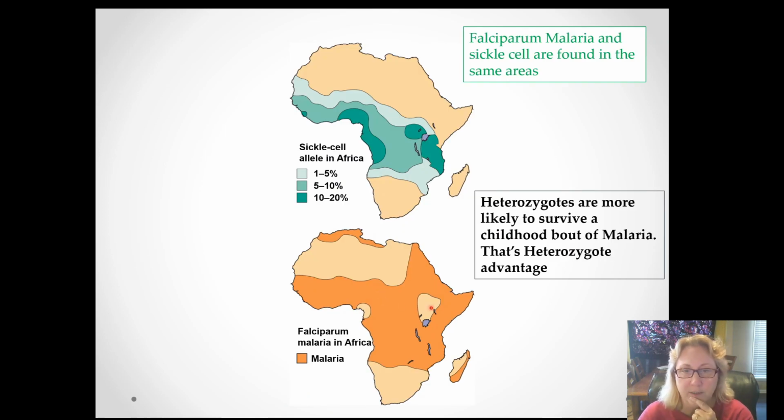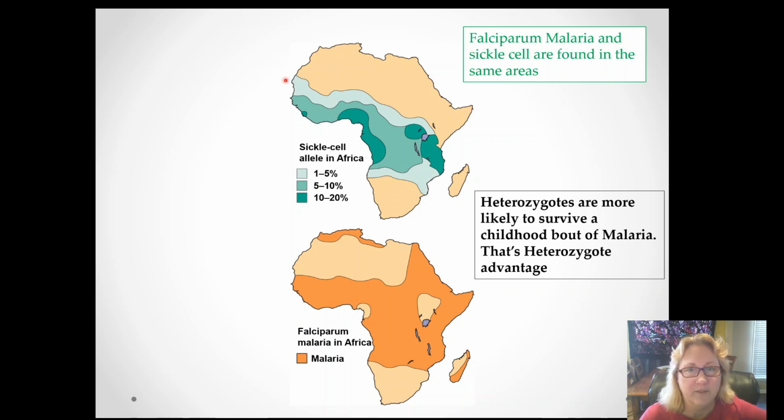Somebody noticed many decades ago that the area where the sickle cell allele is the most common overlaps almost exactly where we find the most deadly type of malaria, or I should say the only deadly type of malaria. Malaria is caused by a protist parasite, a eukaryotic parasite that is transmitted by mosquitoes, which probably most people know. There are 7 species of the malaria parasite that can infect humans. Only one of them causes fatal infections, and that's the falciparum species of malaria.